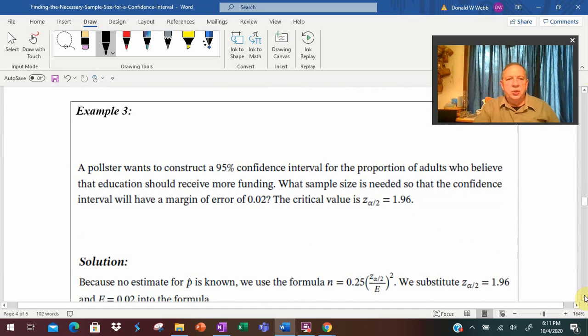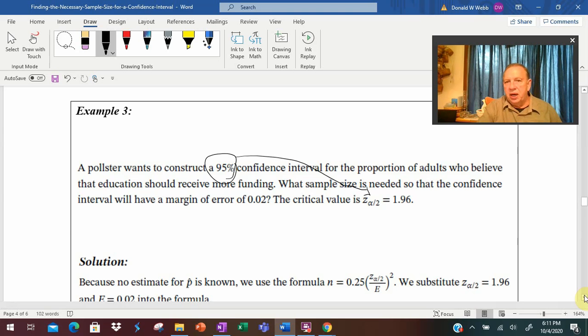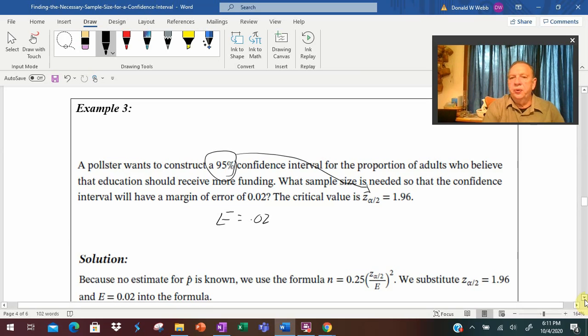A pollster wants to construct a 95% confidence interval for the proportion of adults who believe that education should receive more funding. What sample size is needed so the confidence interval will have a margin of error of 0.02? And again, later on in class, we're going to start with this, and that's going to drive what this Z alpha over 2 is, and that's going to determine the 1.96. Those are matched together for Z scores. But here's my margin of error, E is equal to 0.02. But I have no previous estimate.